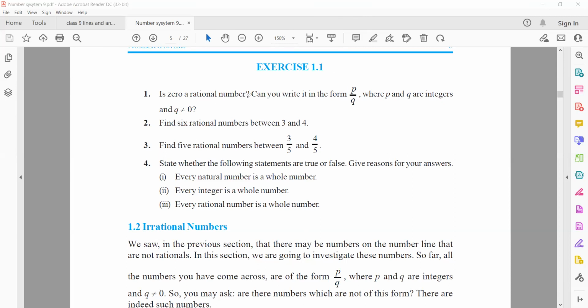Now, is 0 a rational number? Okay, what do you think? Is it a rational number? Okay, 0. Is 0 an integer?